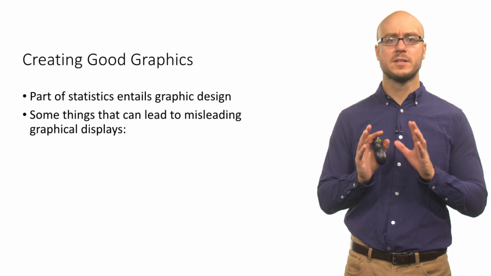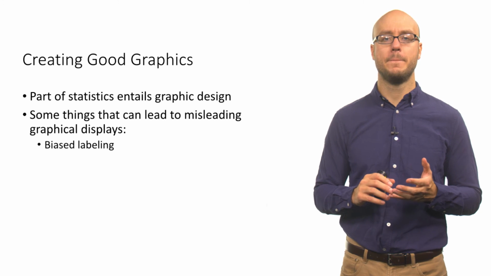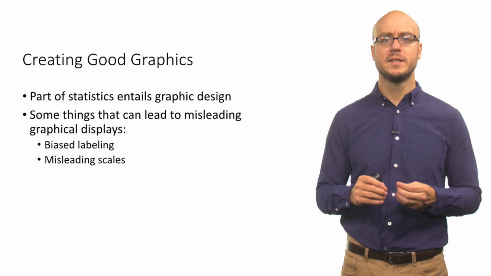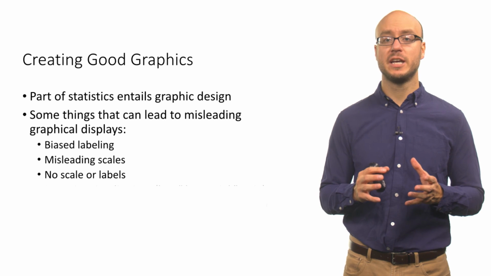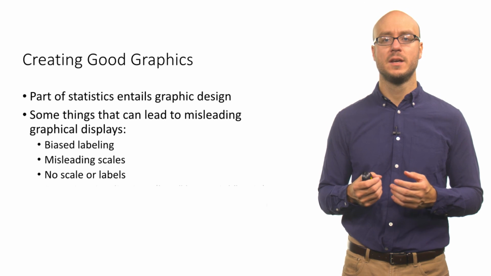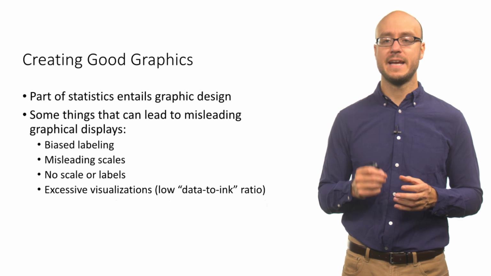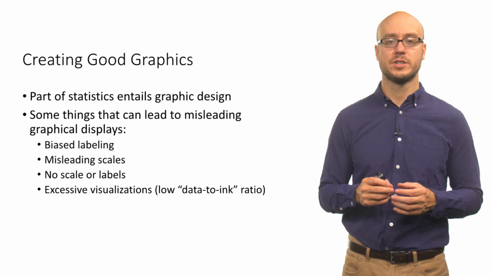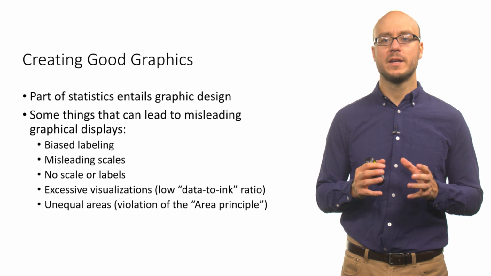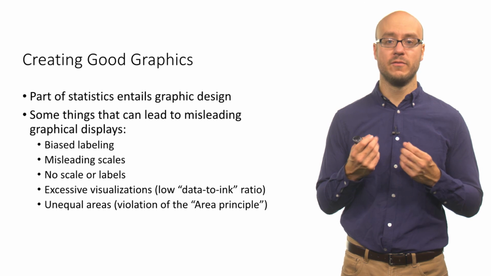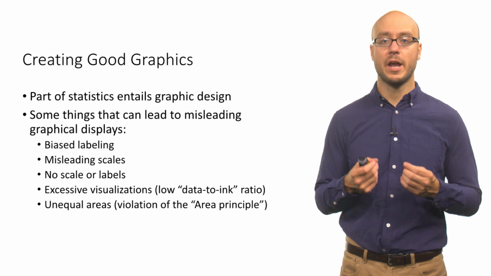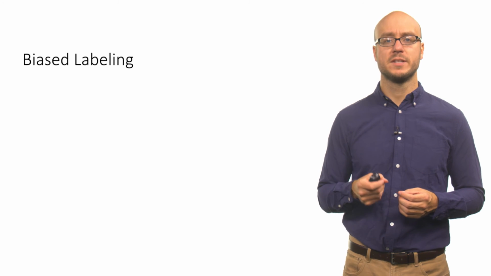So here are some things to avoid: biased labels, misleading scales, having no scalar labels on any of the axes, excessive visualization, so this is sometimes called a low data to ink ratio, which we'll cover in just a moment, and then unequal areas. In other words, a violation of what's called the area principle. So let's go over these.